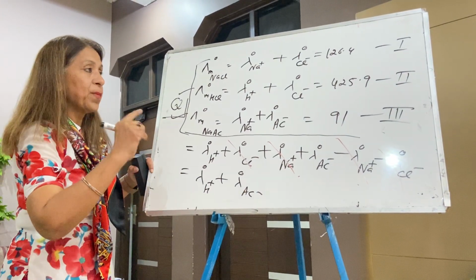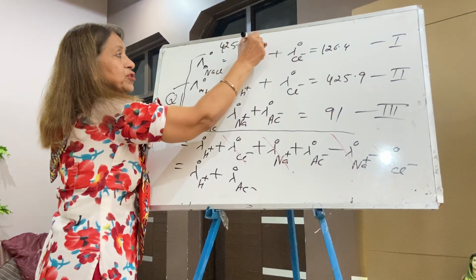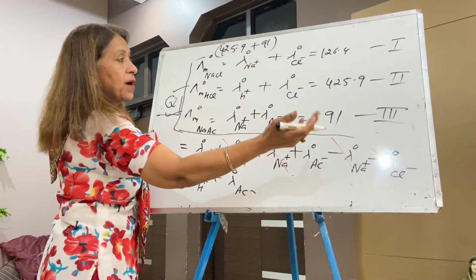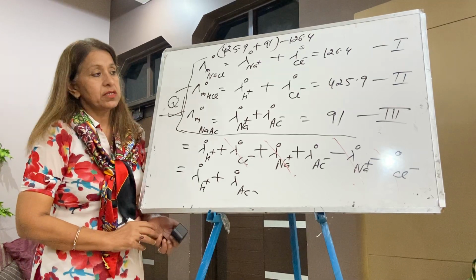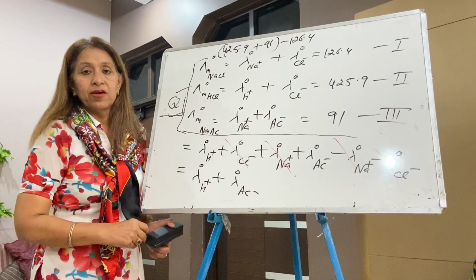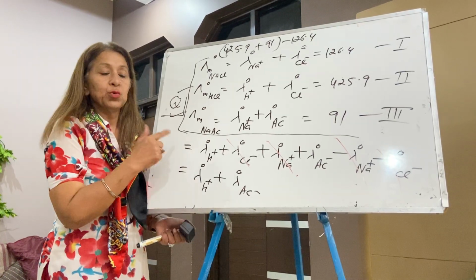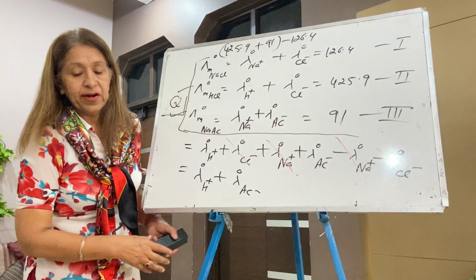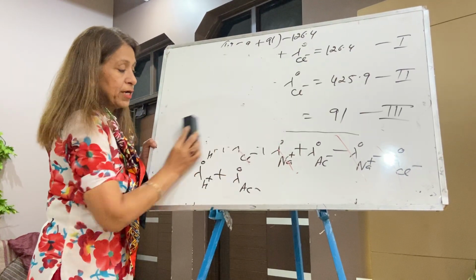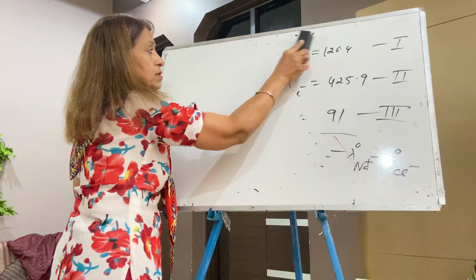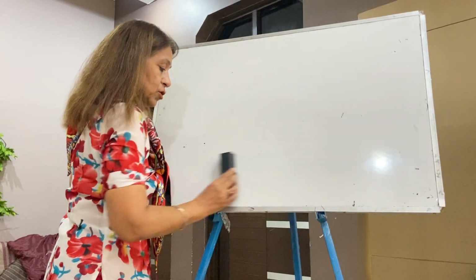Same, you will apply mathematically. You will add 2 plus 3, 425.9 plus 91, and whatever the answer comes, minus 126.4. This is the way, and there is no other formula of Kohlrausch's law. This is the final formula: you add the equations, and after that you subtract. You can take these types of numericals later on. Let me take 2 more numericals, after that you can do it easily by yourself.